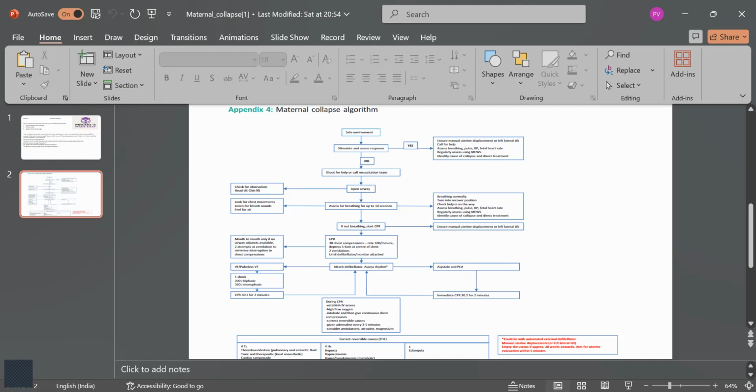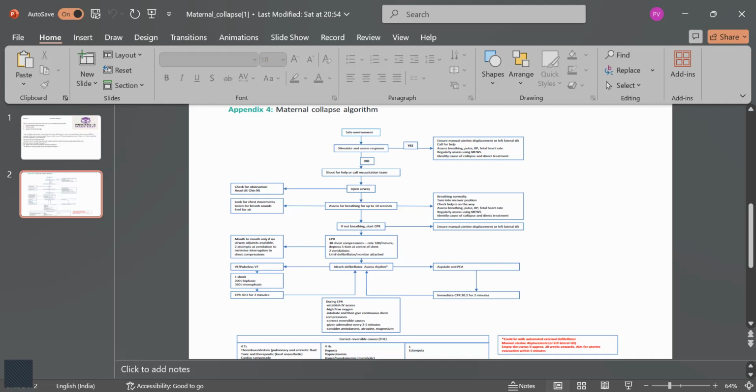Here, we need two people. We do this till the patient is intubated. Till that time, it is 30 chest compressions and 2 ventilation breaths, so 30 to 2. Once she is intubated, we give 100 chest compressions per minute with 10 ventilation breaths, so it becomes 100 to 10.